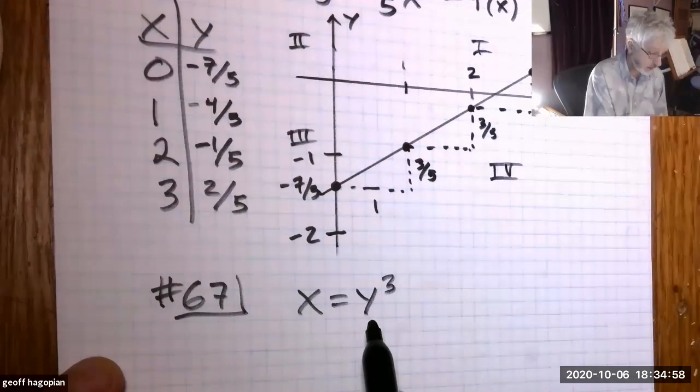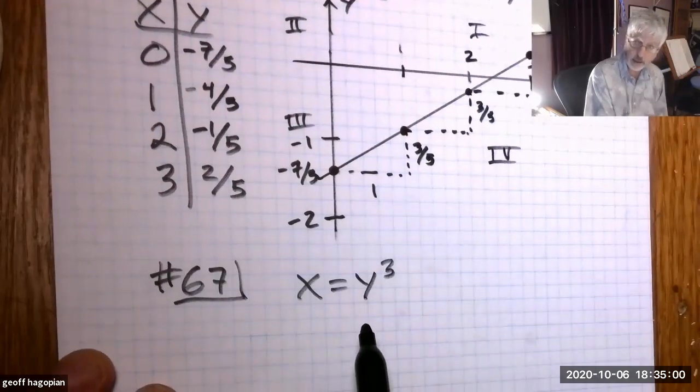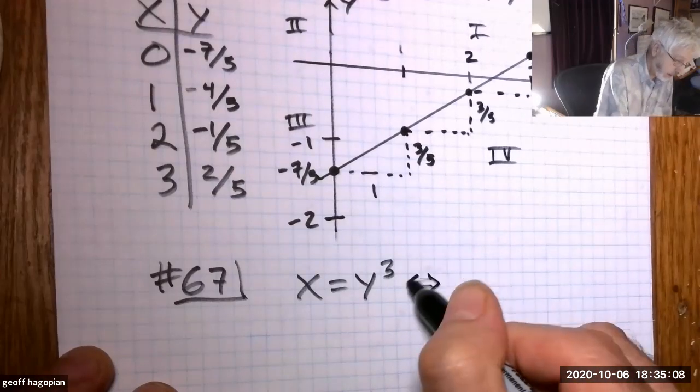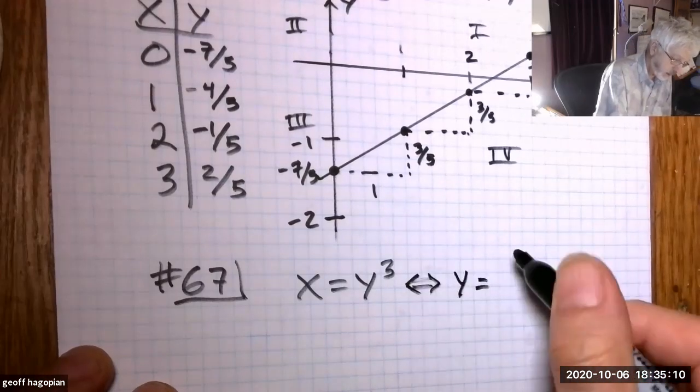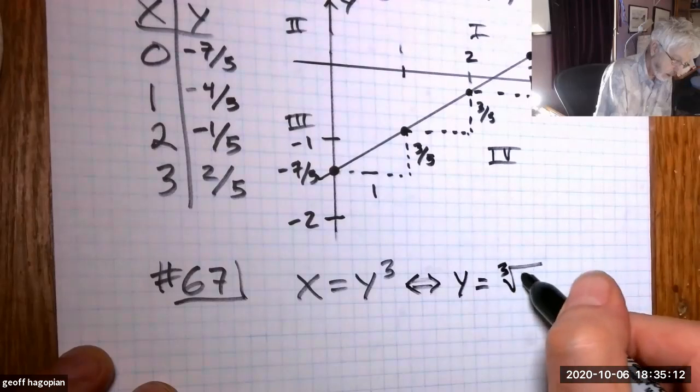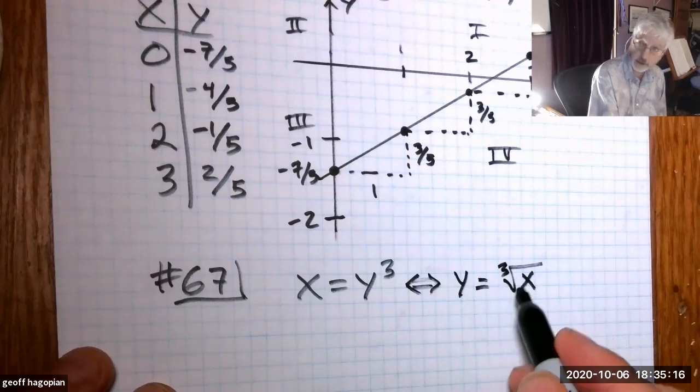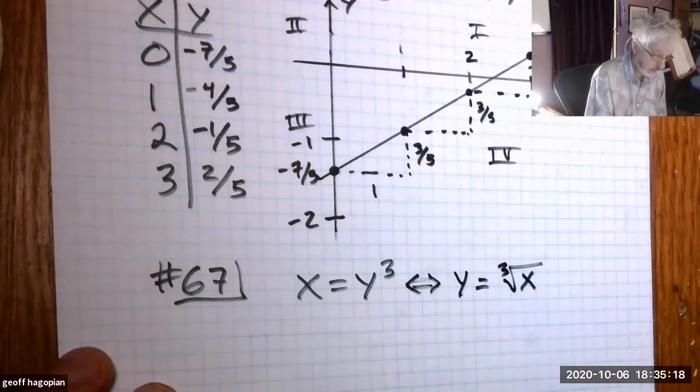Yeah, what do you use to solve for y? If y cubed equals x, then y is the cube root of x. So this is exactly equivalent to saying y is the cube root of x. Right, and this is the cube root notation, a little radical with the index of what the root is, right?